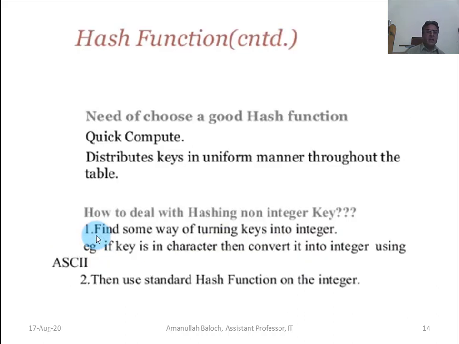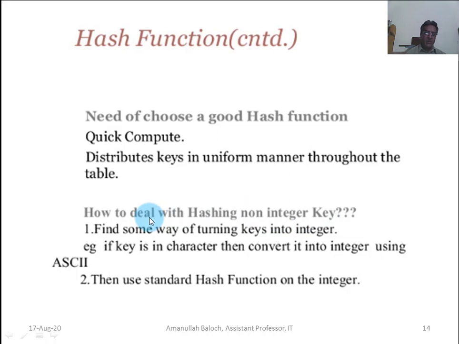We are required to choose a good hash function which will solve our problem and which will avoid collisions. Such a function is called a good hash function. It should compute quickly and distribute keys in a uniform manner throughout the table so that collisions do not occur. How to deal with hashing non-integer keys?